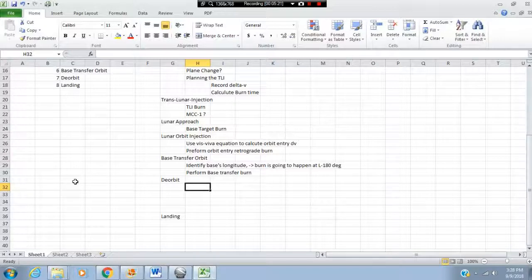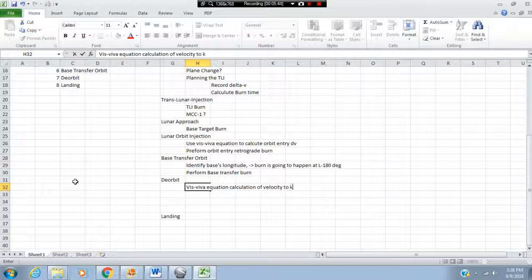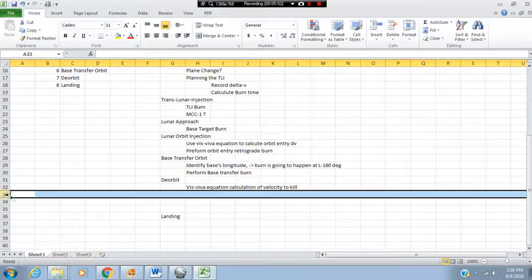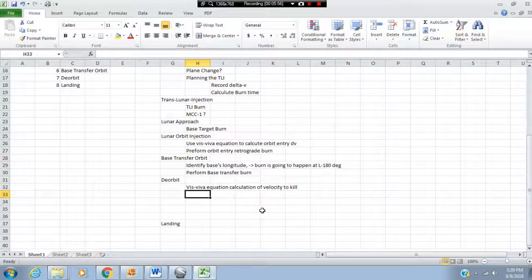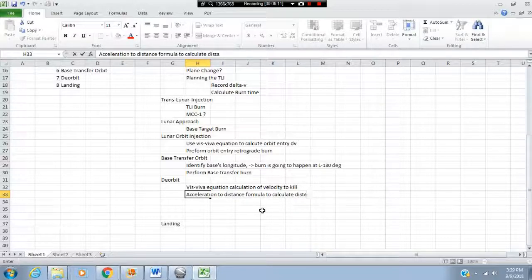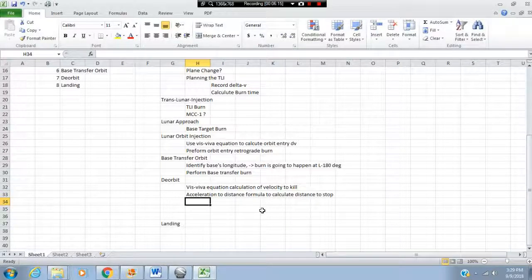So now you're going to need to do another vis-viva equation calculation of the distance that you'll need to slow down. Well, actually, first, velocity to kill. So you're going to find the amount of speed that you need to kill. And then, you know what, I'm going to add another line here. And then you're going to use the acceleration to distance formula, which I'll go over again, to calculate distance to stop. And that's where you're going to start slowing down above the base.